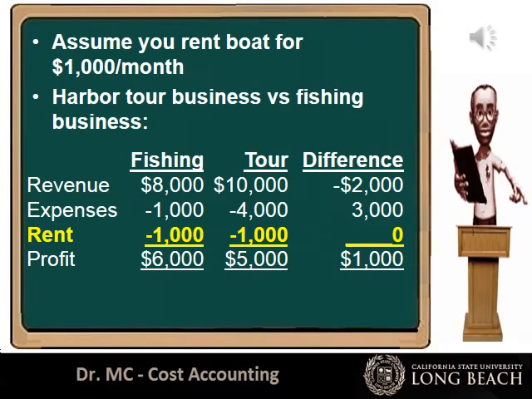Assume that you rent a boat for $1,000 per month. With that boat, you can either conduct harbor tours or you can take people out to sea and let them fish off of your boat. With the two businesses, you will make the profits shown in the table. Notice that the fishing profit of $6,000 is $1,000 greater than the tour profit of $5,000.